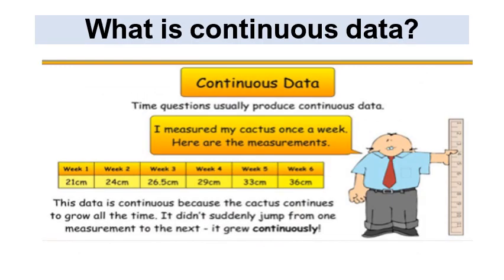What is continuous data? Time questions usually produce continuous data. The man says he's measured the cactus once a week and recorded his measurements on the table. This data is continuous because the cactus continues to grow all the time. It didn't suddenly jump from one measurement to the next. It grew continuously.